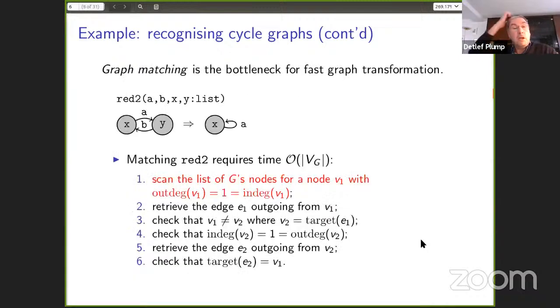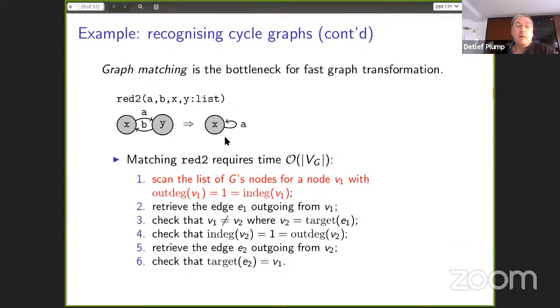Okay, so going back to the program, as I said, the problem is graph matching. In general, for standard graph transformation, graph matching is the bottleneck to getting a fast program. I give just one simple example. You will remember this red2 rule, which looks for a 2-cycle, which is a cycle graph, deletes it, so there are no preserved nodes, and recreates a new node. So what is the issue? To match just the left-hand side of this rule in an arbitrary host graph will require linear time, linear in the number of nodes of the given graph.